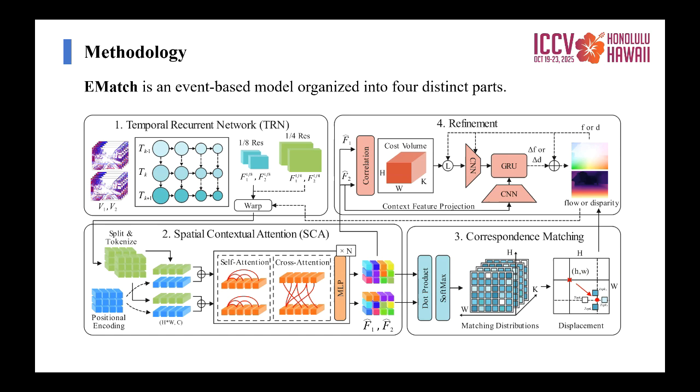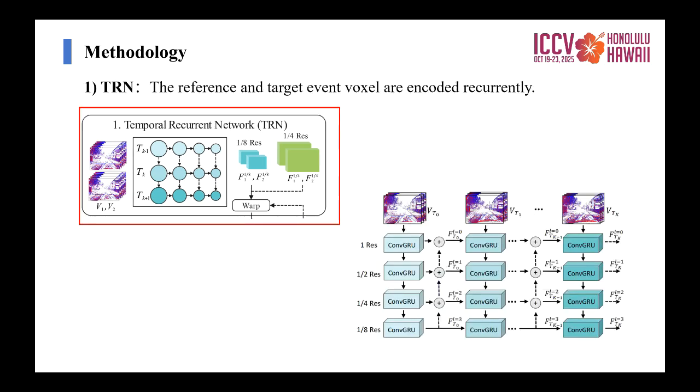each task. Our unified network consists of four components: temporal recurrent network, spatial contextual attention, correspondence matching, and refinement. Since event data are sparse and asynchronous, we design TRN to recurrently aggregate temporal information. It splits the event voxel into temporal groups and processes them sequentially using stacked ConvGRUs. This preserves motion continuity and produces temporally rich features.